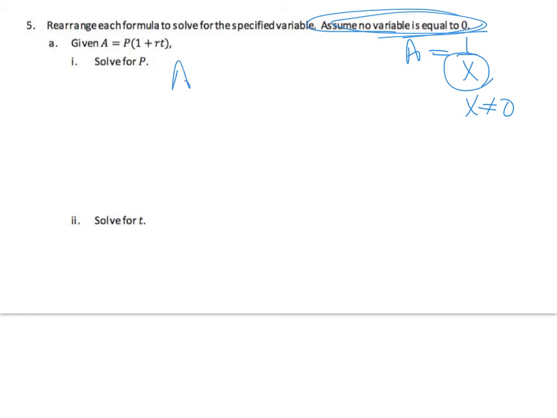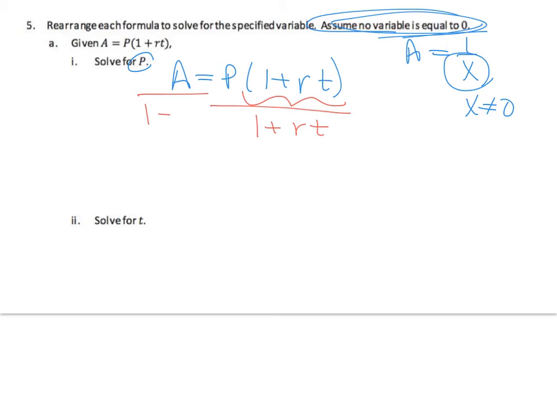If I have area equals P(1 plus RT), I don't even know what this formula has to do with at first glance, but I can still solve for P. So if I look, this whole thing is multiplied by P. So I can divide both sides by 1 plus RT. I certainly don't want to distribute that P first and then mess with it. That would be awful. Because this is in parentheses and I'm dividing by the exact same thing, I can cross the whole thing out. So I know here that P equals A over 1 plus RT.